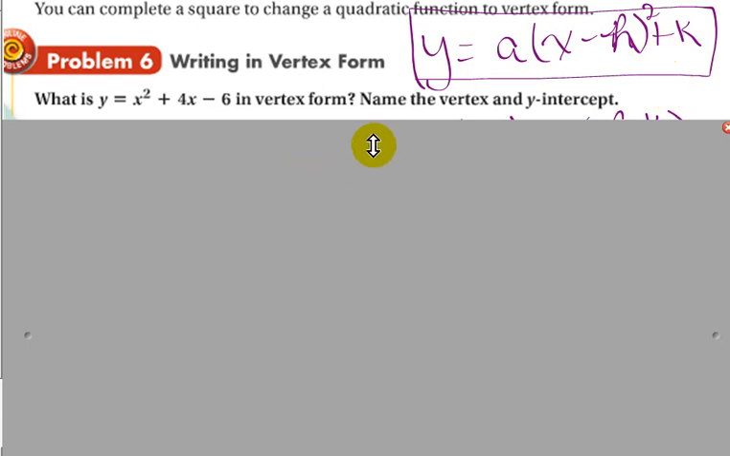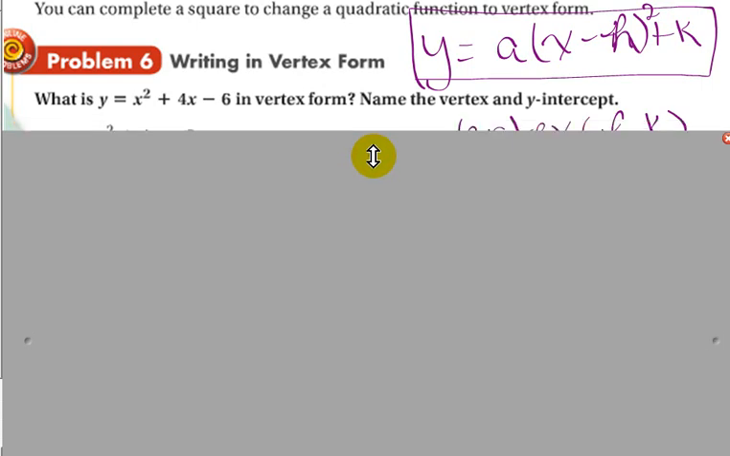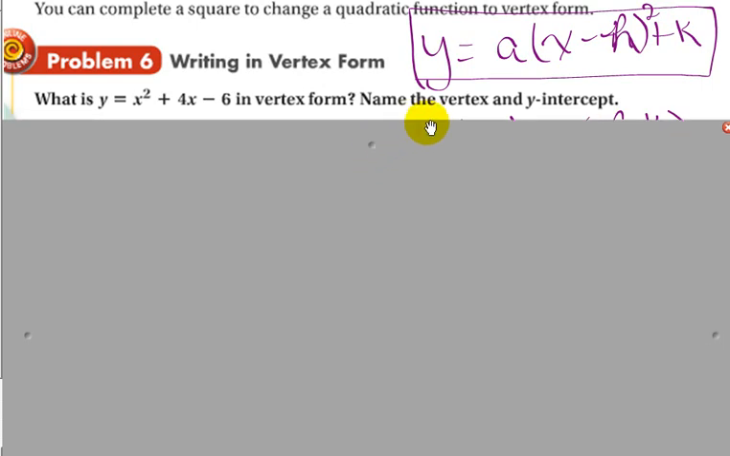Okay, so this is how we're going to use it. What is y equals x squared plus 4x minus 6 in vertex form? Name the vertex and the y-intercept. So we can name the y-intercept right now, couldn't we? What is it? It's -6. -6, right there. That's your y-intercept.